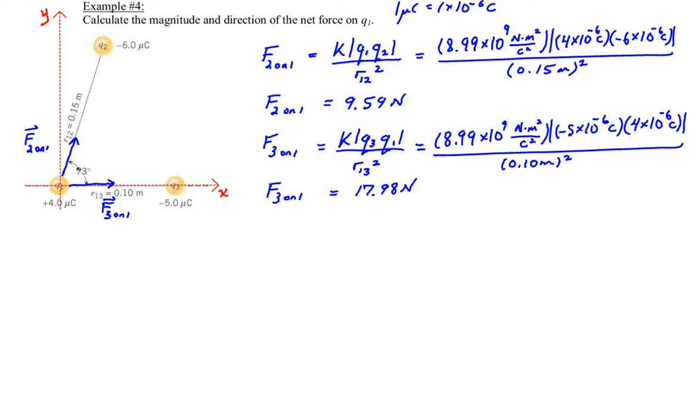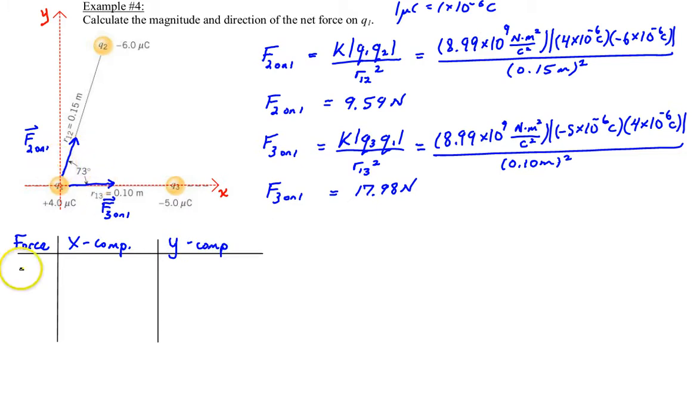So we need to add up all the components. I like to do it nice and neatly in a table, so I would suggest that you construct a table at this point where you can show all of your addition of the x and y components. So in the first column, I'm going to call that the force for all the forces I'm going to be adding up. The next column is where my x components will go, and the next column is where I'm going to put all my y components. So we have only two forces that we need to add vectorially. We have the force of 2 on 1, and we also have the force of 3 on 1.